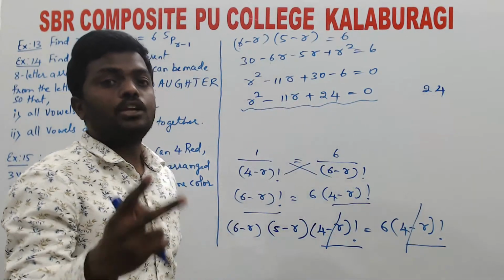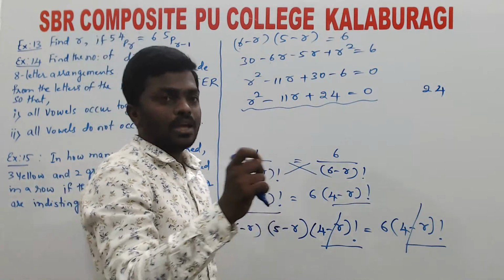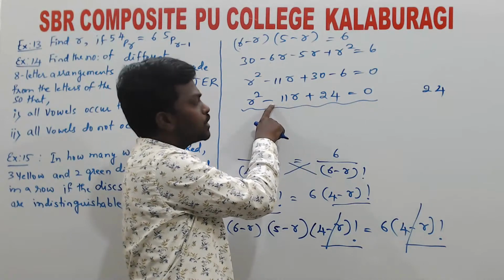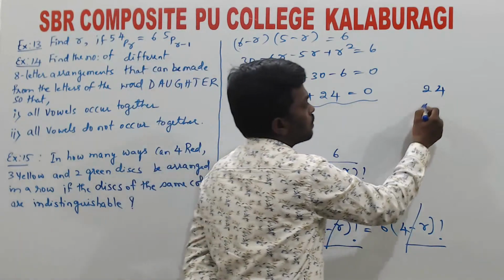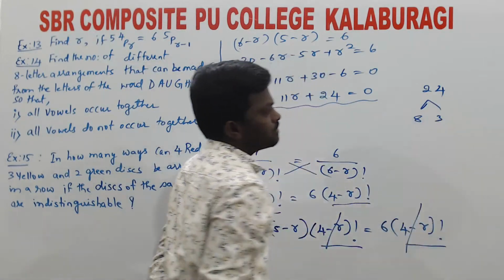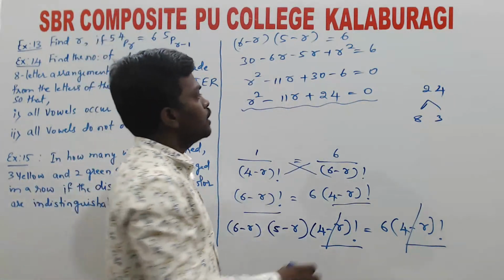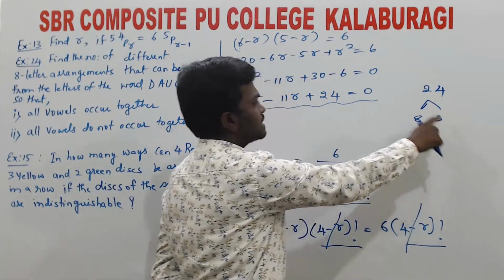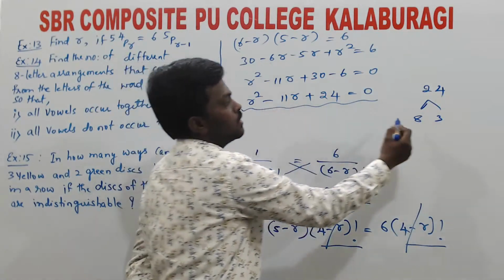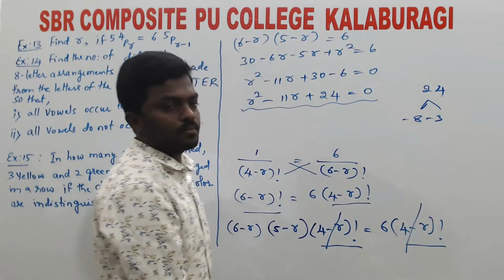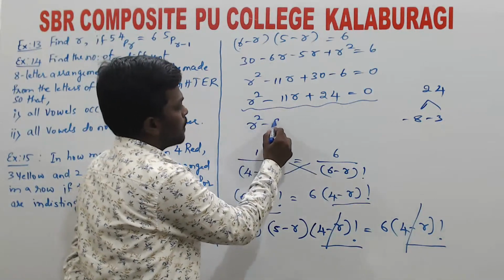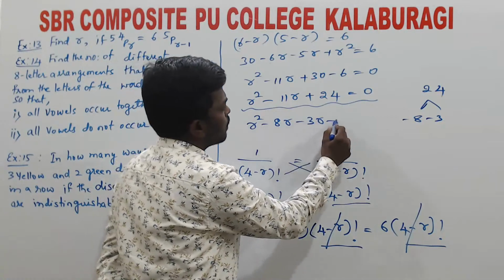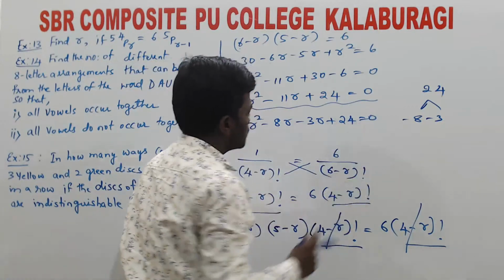Now you have to take two factors in such a way that when you multiply you should get plus 24, and when you add or subtract you should get 11. So there are only two numbers possible, that is 8 and 3, right? So 8 into 3 is 24, plus 8 plus 3 is 11, but you should get minus. So minus 8 minus 3, right? So r square minus 8r, minus 3r plus 24 equal to 0.